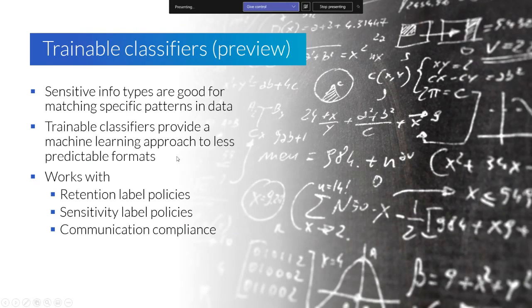Next one to mention is trainable classifiers. This is currently in preview, so it's not in production yet, but it probably won't be long. Sensitive information types, as you've seen, are very good at matching specific patterns in data. So things like driving license numbers, passport numbers, any kind of ID number, there's a very specific pattern. You can use regular expressions. Sensitive information types are very good at matching those types of content.